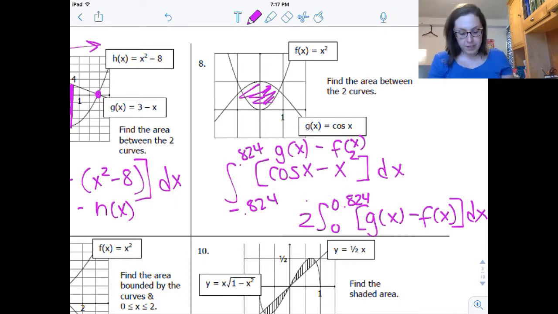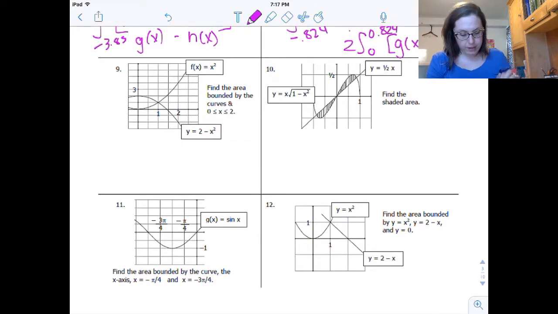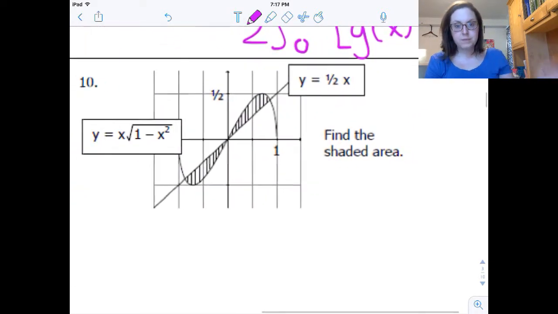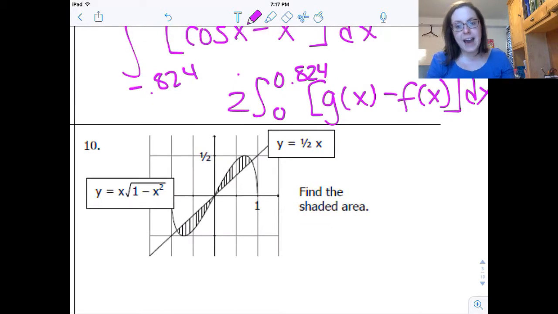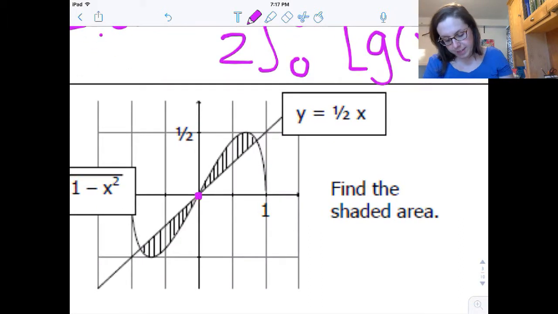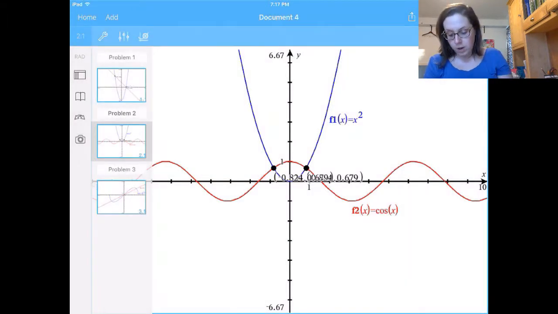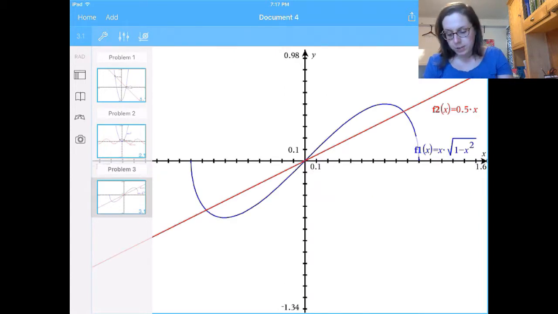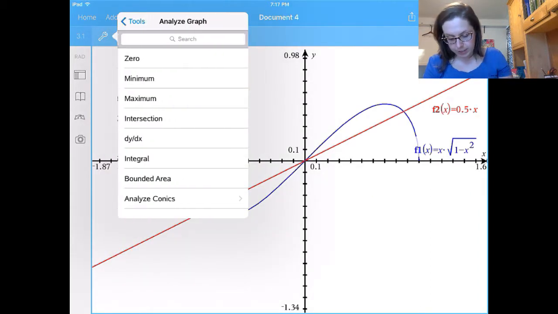Okay, let's do another one. Let's try this one. This one says I've got y equals x square root of 1 minus x squared, and y equals 1/2 x. Again, on a non-calculator section, you would set those equal and solve for the 3 points of intersection. I can see pretty clearly here that this is one of them, and the other two I'm going to get from my graphing calculator. So looking at this, these are my curves. I'm going to quickly do an intersection.